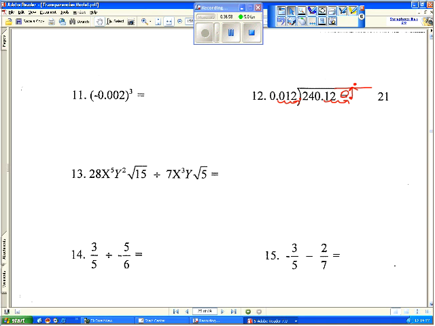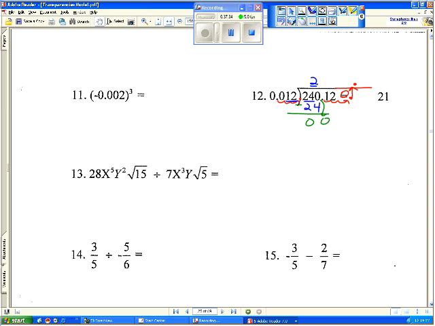You move the decimal enough places in the divisor so that the divisor becomes a whole number. Move it the same number of places in the dividend, straight up into the quotient. And then you divide as if they were whole numbers. So 12 won't go into 2, so we try 24. 12 goes into 24 2 times. So we see how many times it'll go. 2. Then you multiply. 2 times 12 is 24. Then you subtract. And then you bring down, and then you start over.